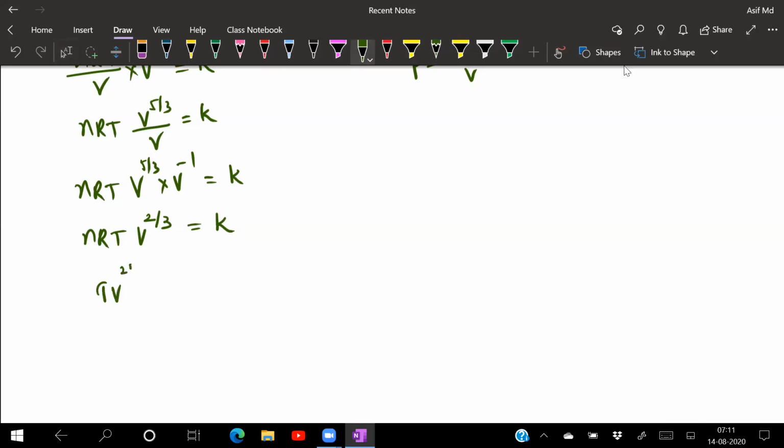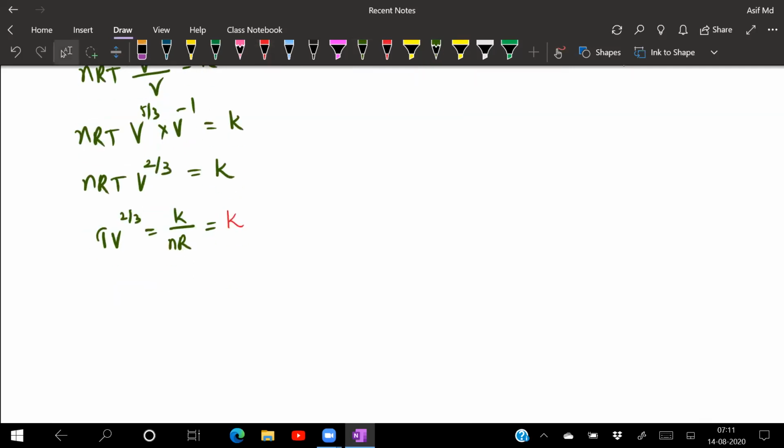Now in this one, n and R are constants, so I can write this as TV to the power of 2 by 3 is equal to K by nR. K is a constant, n is a constant, R is a constant. So this also I am representing by a new constant K. Because everything is constant, I can represent it even by Z, there is no problem. So I got TV to the power of 2 by 3 is equal to a constant.